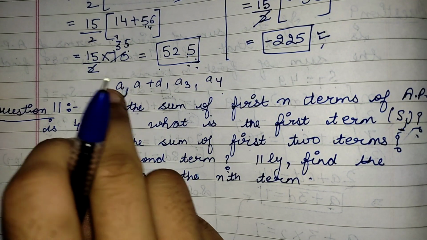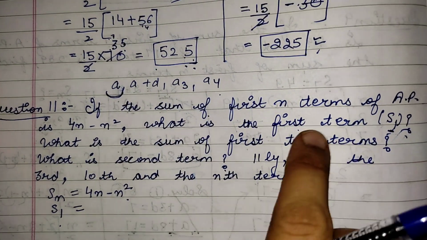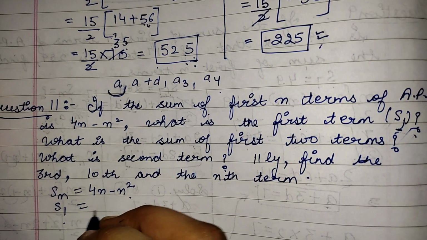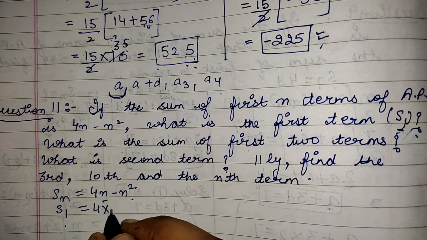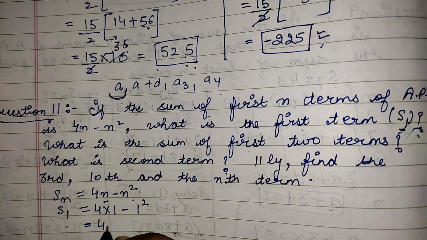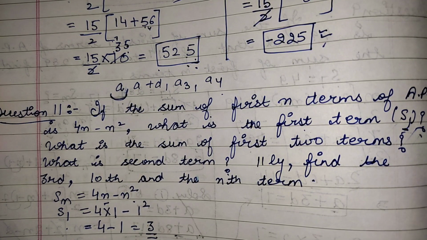So if I have to find out the sum of first term, it will be equal to what? It will be equal to the first term only. So if I have to find out the first term, I have to find out S1. So put the value, n is 1: 4 into 1 is 4, minus 1 square is 1, it is equal to 3.